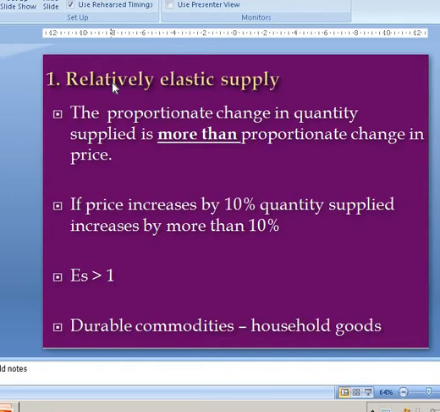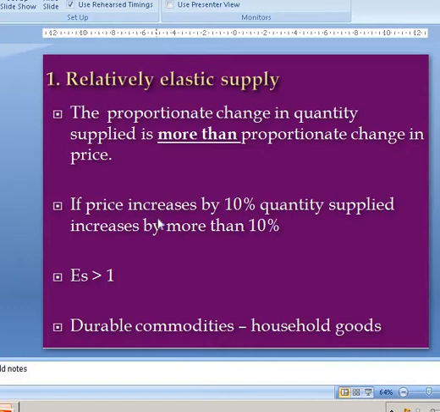So the proportionate change in supply is more than the proportionate change in price. So it is like saying if price increases by 10%, quantity supplied will also increase but by more than 10%. So it can increase by 20%, 30, 40, 50, 60. Right, as long as the supply changes by a greater amount as compared to the change in price.